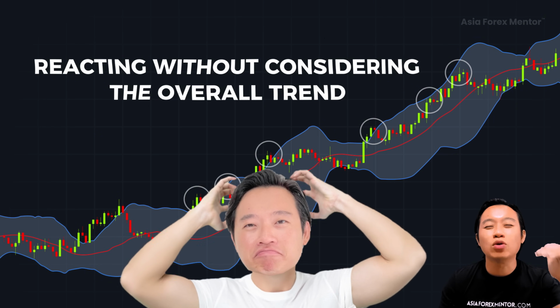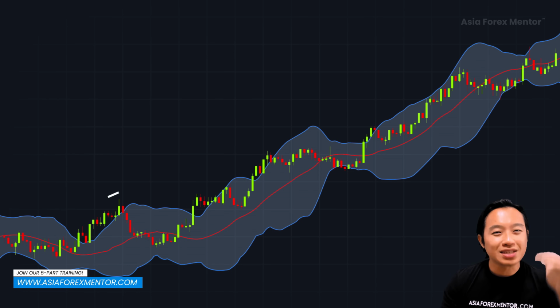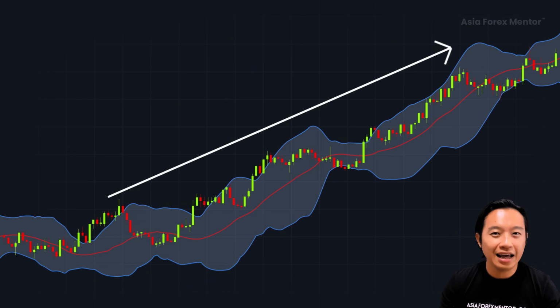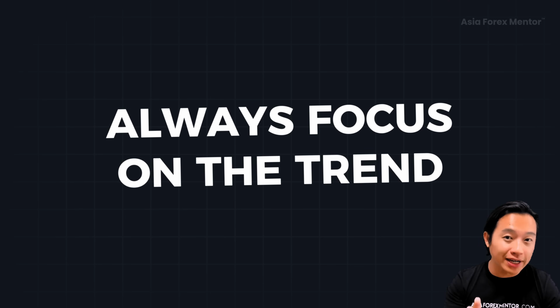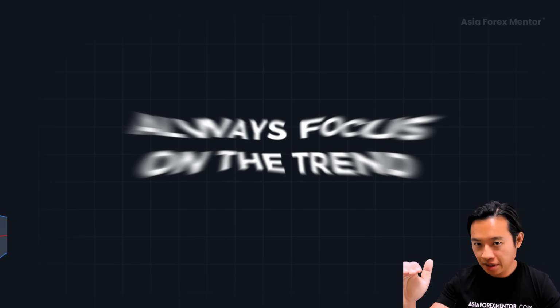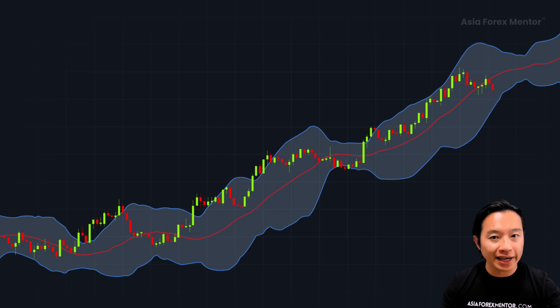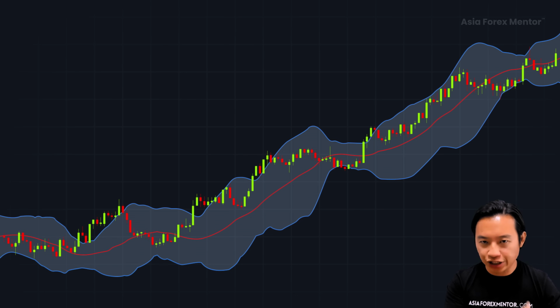So that's where you're trying to always catch like a falling knife, right? That's not the way to go, right? Because the market can grind higher for longer than expected. So one key thing to remember is to always focus on the trend. It is crucial to trade in line with the overall market direction. So regardless of what any indicator might suggest, right?